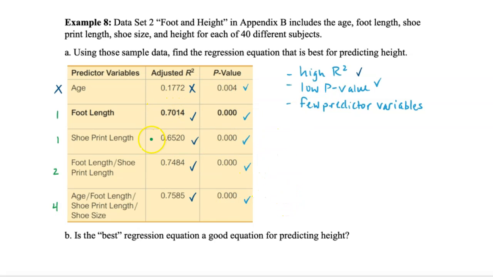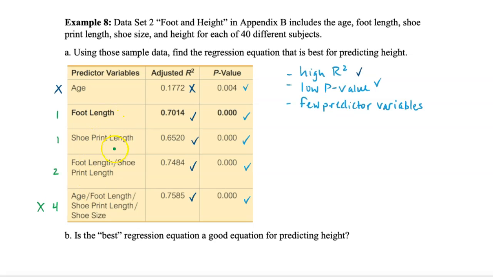And I'm looking at my values of an adjusted R-squared. So I'm going to first start by looking at the R-squared values that are the highest. I've got 0.7585 and 0.7484. Well, I know 0.7585 is the highest. However, it's not much higher than the situation with only 2 predictor variables. So because this R-squared value is not much higher than the R-squared value for foot length and shoe print length only, this one's out. I have too many predictor variables.